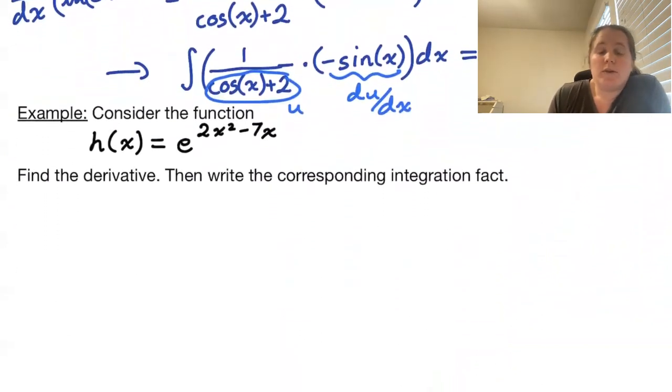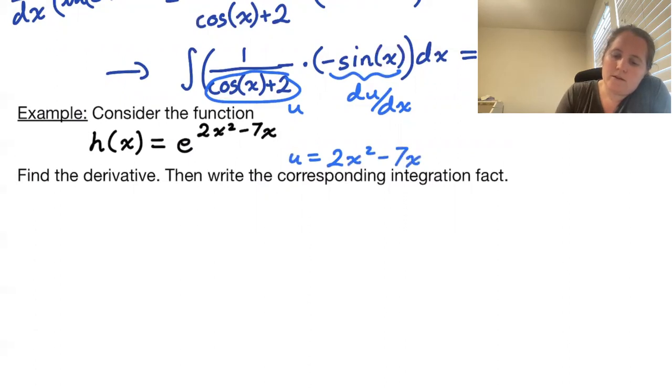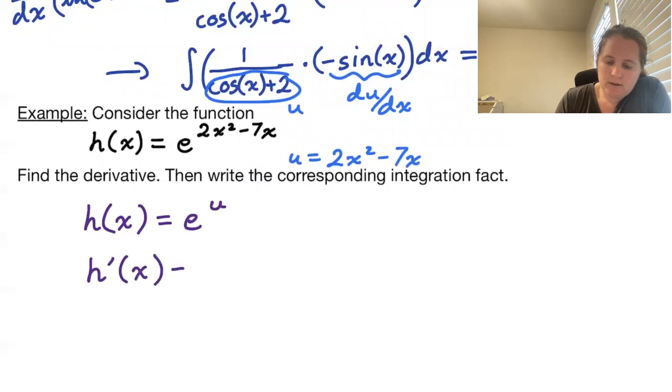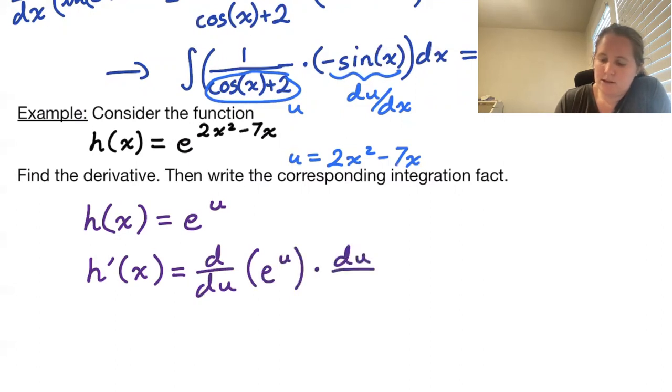So let's look at one more function, h of x equals e to the 2x squared minus 7x. We would set our u to be that 2x squared minus 7x. So we have h of x is equal to e to the u. Then h prime of x would be the derivative with respect to u of e to the u times du dx.